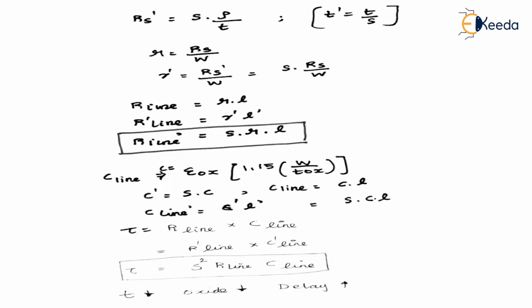So now calculate the time delay. Delay is equal to R line into C line. What is the newer delay? Tau dash is equal to R dash into C dash. So what is this R dash into C dash? We have just calculated, just substitute everything. We will find that my delay is going to be increased by a factor of S square if I reduce the thickness T and the oxide thickness.